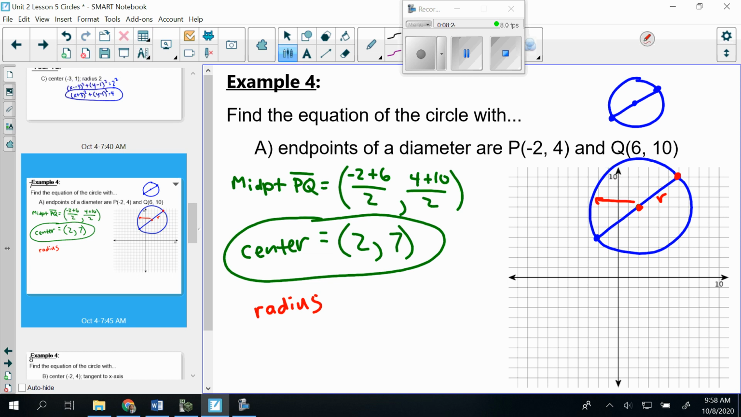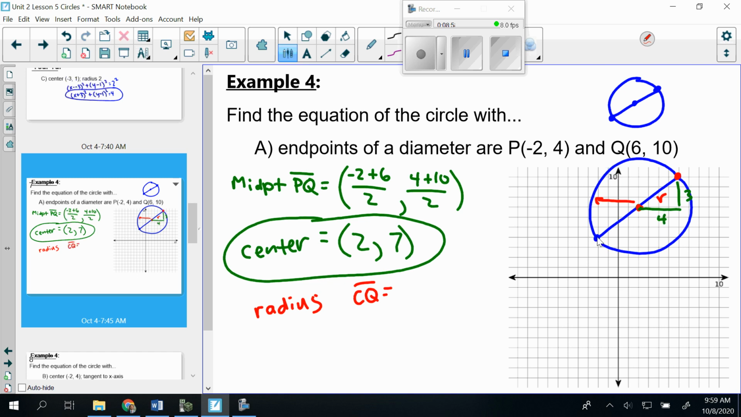So what we want to do is find the distance between our center and either P or Q. I'm going to use Q. So what is the length of that line from our center to Q going to be? You can do that with the distance formula. You could also use the Pythagorean theorem, which I'm going to do here. Figure out what a squared plus b squared equals c squared looks like. That's 3 up and 4 over.